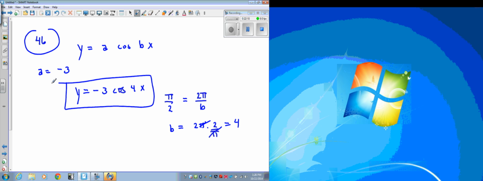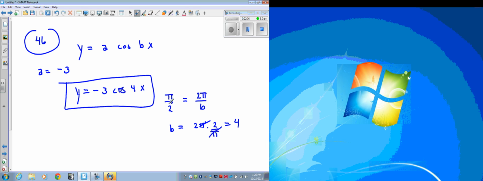Does that make sense? See, this is the formula for the period. This is what the period actually is. So we want to know what b would have to be. Okay. All right, then that'll finish that.